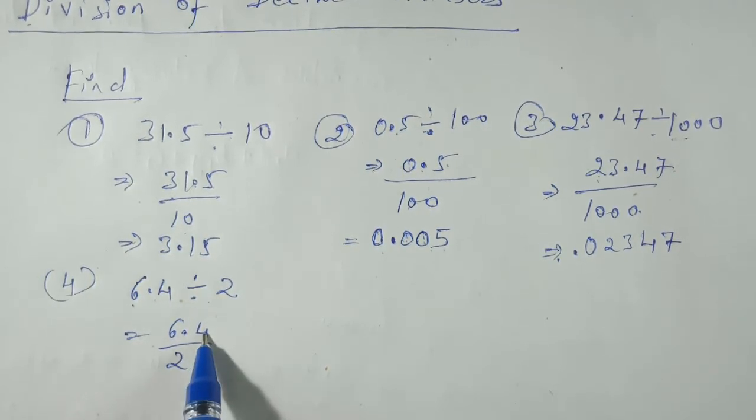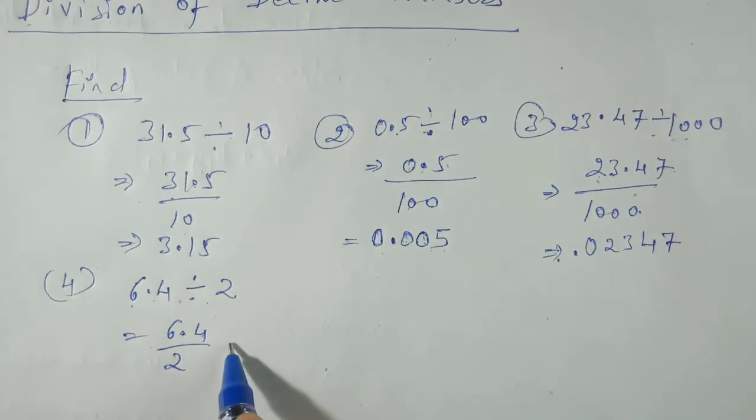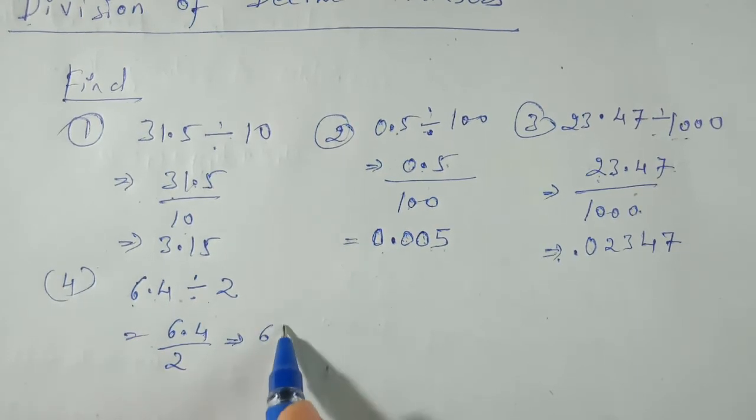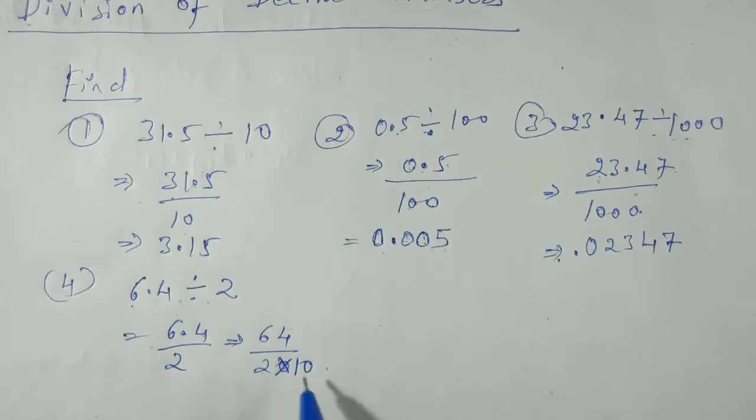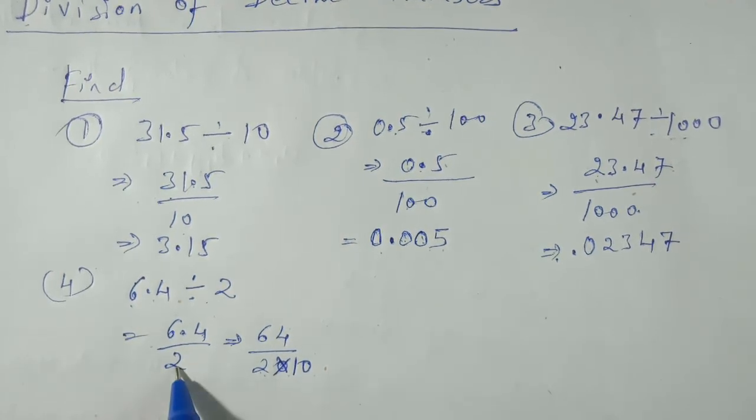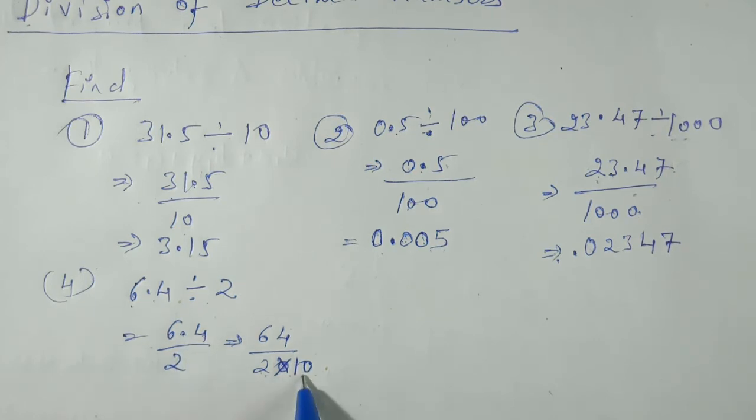Here this place value will be counted as the tenth place. If we have to write it according to the place value, how are we going to write it? We're going to write it as 64 upon 2 into 10. 10 is multiplied with it, so we write it as 64 upon 2 into 10. 2 is already there and this decimal gives 10, which means 4 is at the tenth place. So that's why we have written 64 upon 2 into 10. Now with the table of 2 we can do the cancellation over here.